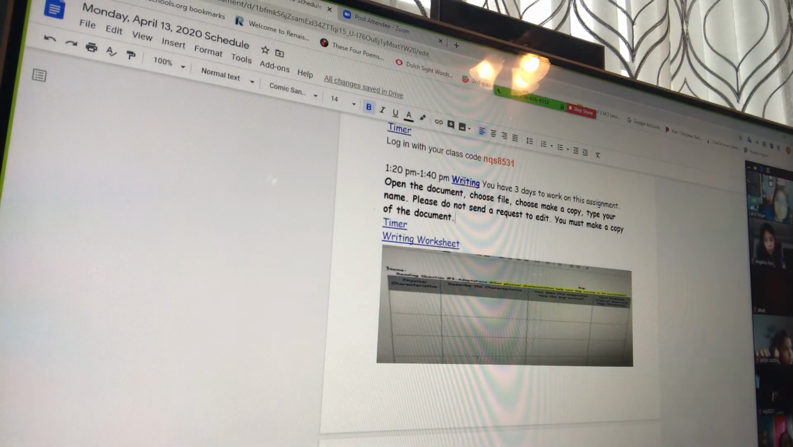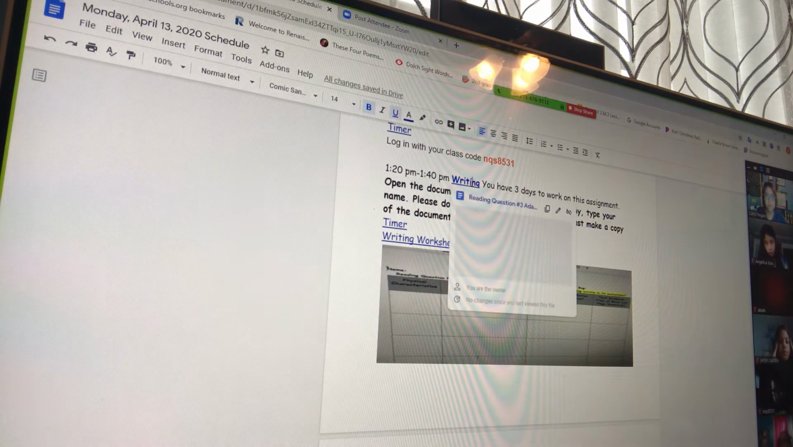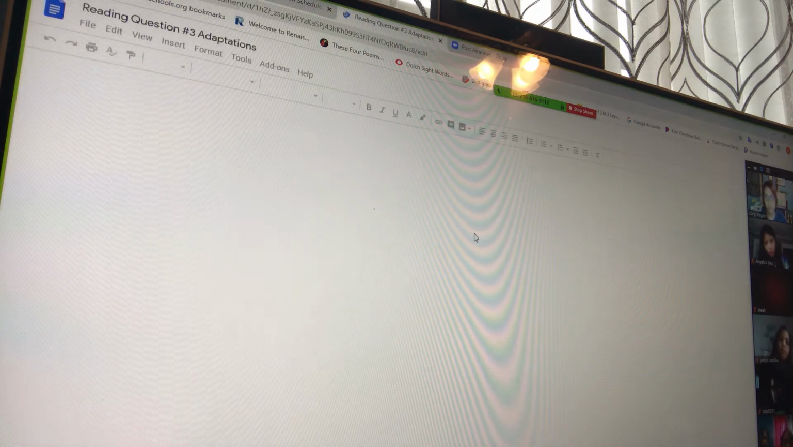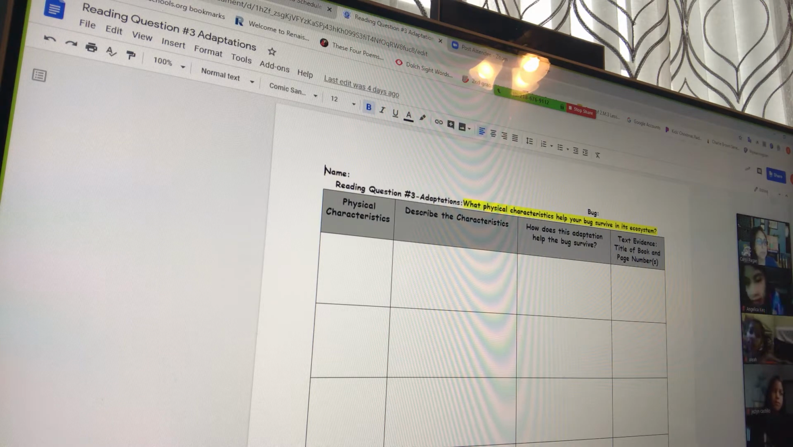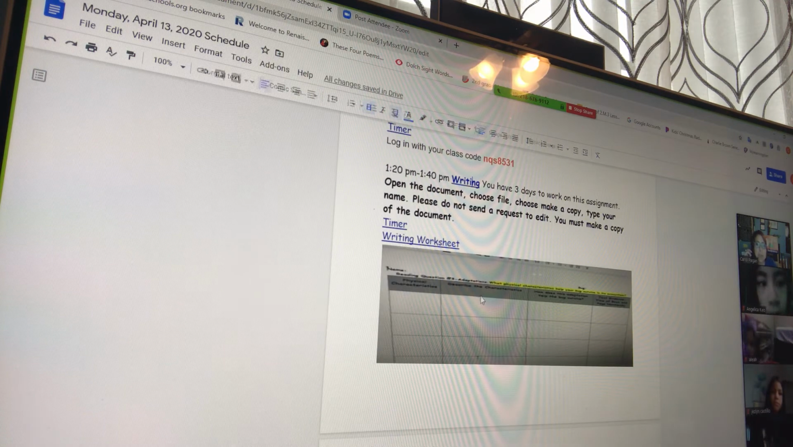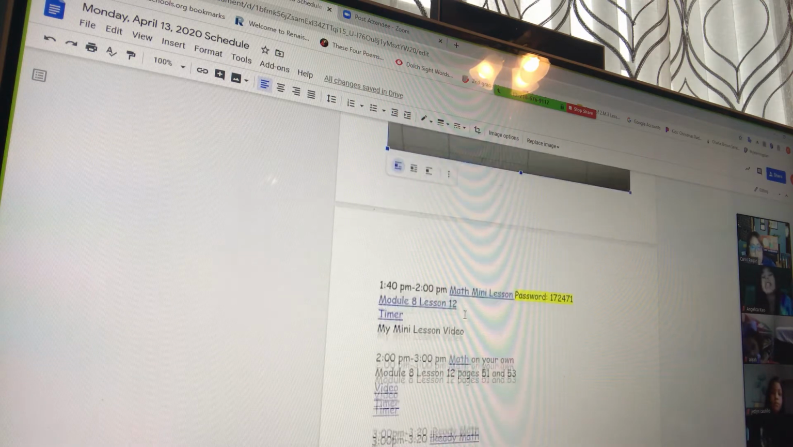All right. So this is what you were supposed to see when you went into the writing. You were supposed to see this document. But because some of you were not able to see it, I posted a picture of it so that you could see what it looks like. Tomorrow I will make sure that it is in there again. I'll try again, okay?